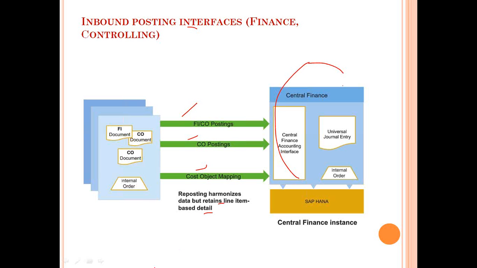If you want to see only FI line items, you can see only those; only CO line items, you can see those; only the internal line items, you can see those. But all are available in a single line item on this HANA deployment on this Central Finance instance. So FI and CO, and also other CO objects and deleted documents, are all on the SAP HANA instance. So reposting is organized, but line item wise, if you want only CO line items, you will get them.